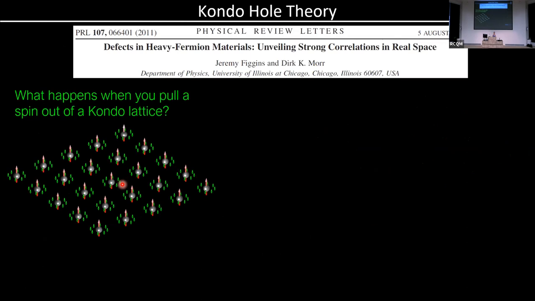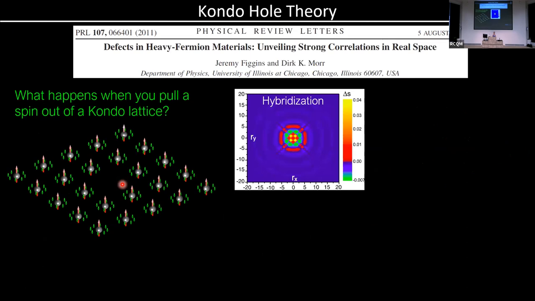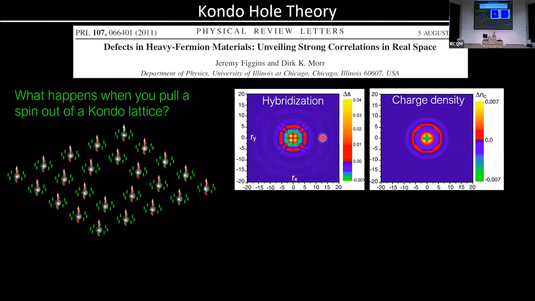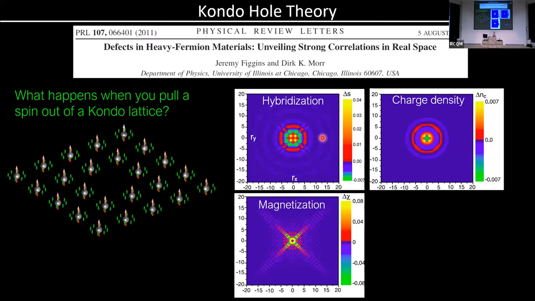So starting with some older theory, this is from Dirk Morr and Jeremy Figgins in 2011. They did some careful theory of what happens when you pull a spin out of a Kondo lattice. And they showed that the vacancy defect sets up oscillations in several different parameters just around that defect. The first one is the hybridization strength itself. Remember, those F electrons are hybridizing with that conduction band, and that hybridization strength or hybridization gap can oscillate in space away from the location of the defect. Another thing that oscillates is the charge density itself, so there are more electrons, fewer electrons in a ripple away from that defect. Another thing that oscillates is the magnetization, spatially away from that defect.